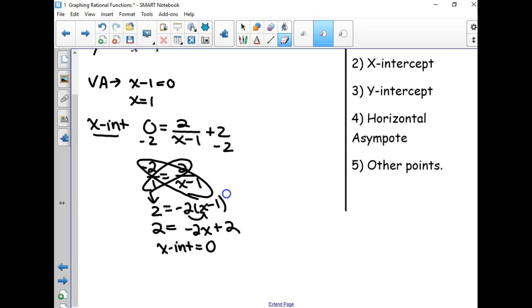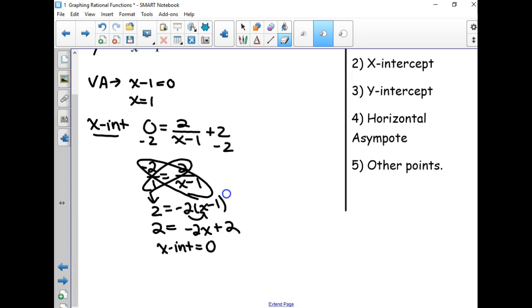Remember yesterday I said you write that as x-intercept is equal to 0 or as a point, (0, 0). Because if I just write x is equal to 0, that's an equation of a vertical line. I don't want that, okay? So I have my vertical asymptote. Are there questions there? I have my x-intercept. Are there any questions there?